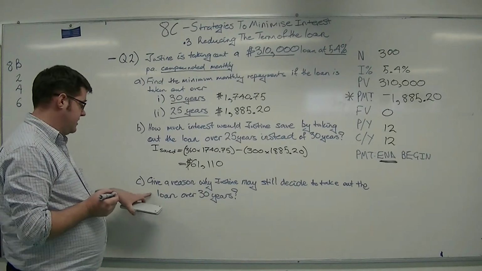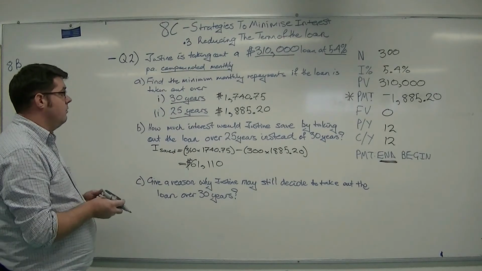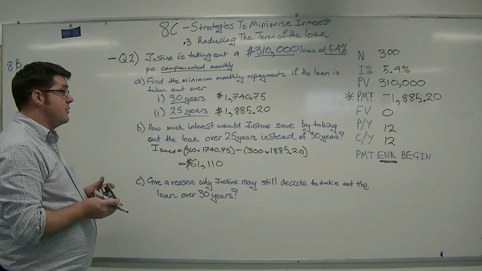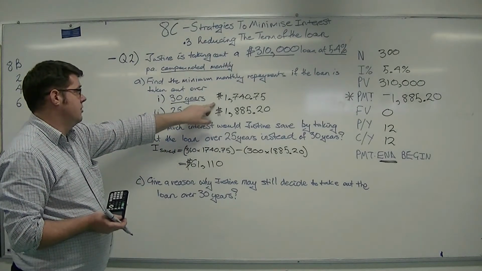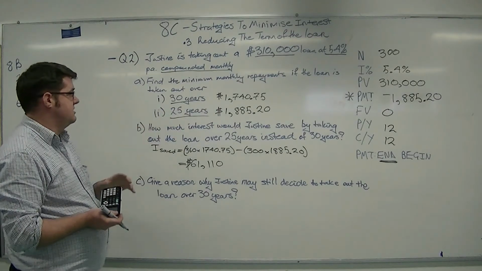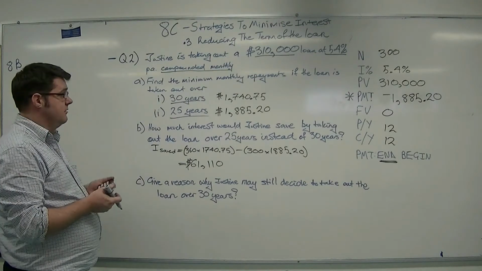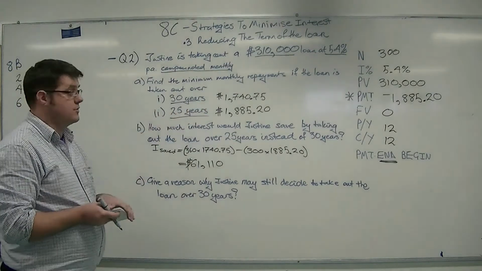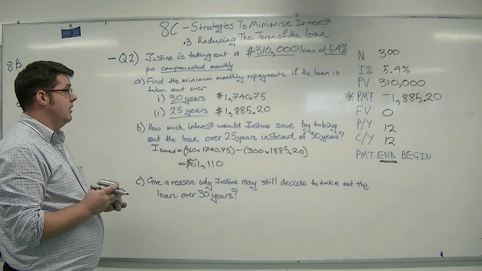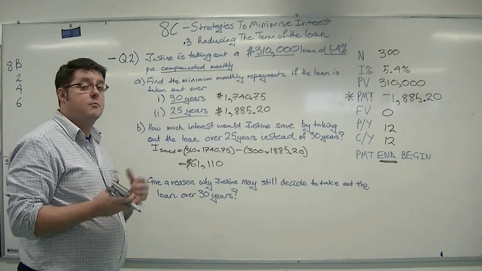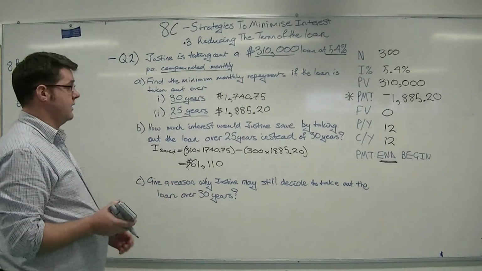So for part C, we're asked to give a reason why Justine may still decide to take out the loan over 30 years. Well, quite simply, she might not be able to afford the additional $155, give or take, a month. Might not have it in her salary, might not be earning that much. So that's one reason why she might not be able to do that. Okay, thank you.